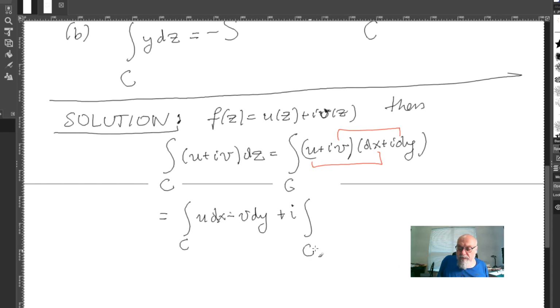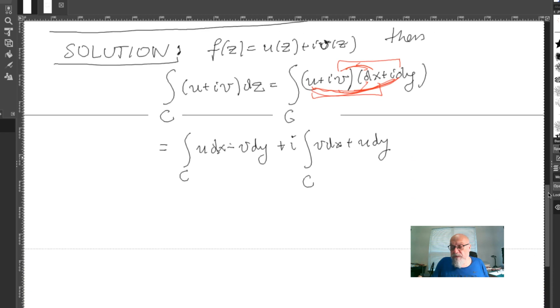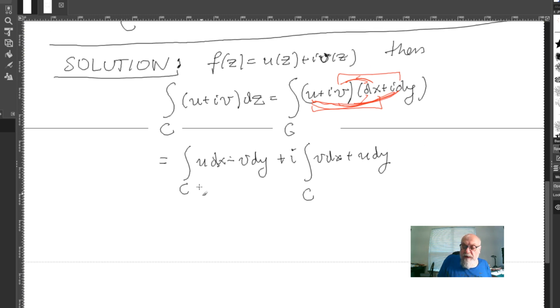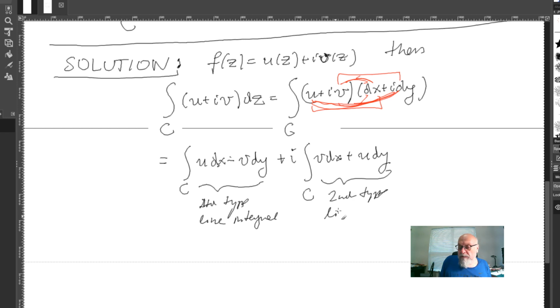This will be i times the integral over C, and then we are getting the second one. Here we multiply differently: this multiplied by that, and this one by that. So we are getting two terms, and it will be v dx plus u dy, the second line integral. This is a line integral, and this is also a line integral, second type line integral.